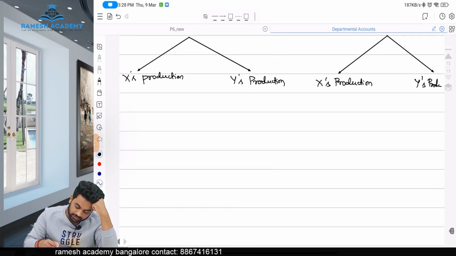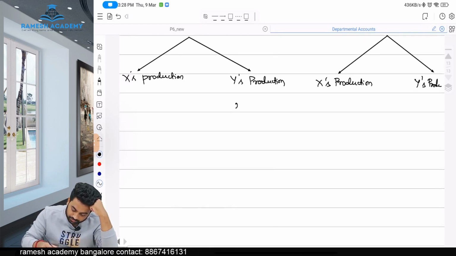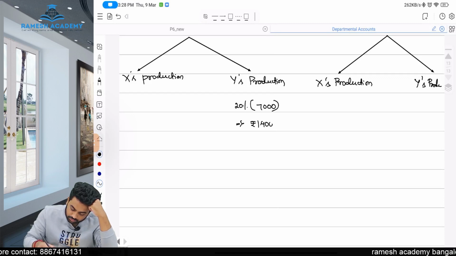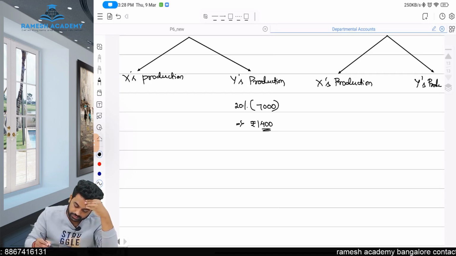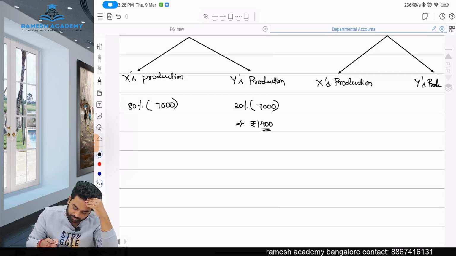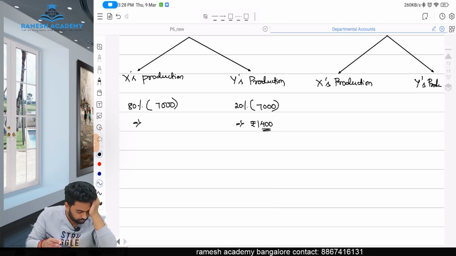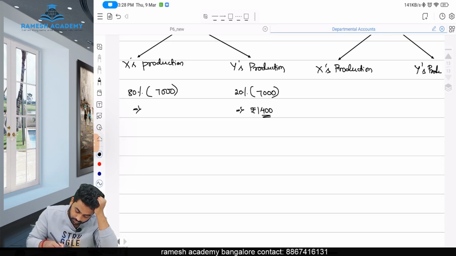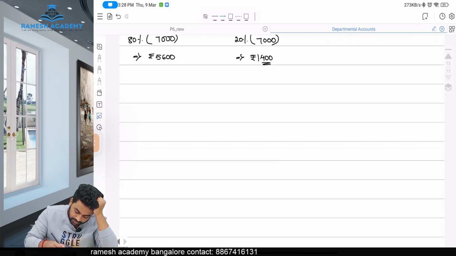Okay, so X has 7,000 of goods. Out of this, 20% is Y's production, which will become rupees 1,400. X's own production is how much, sir? 80% of 7,000, which is rupees 5,600. This is at a cost, okay? This 5,600 is at cost price.